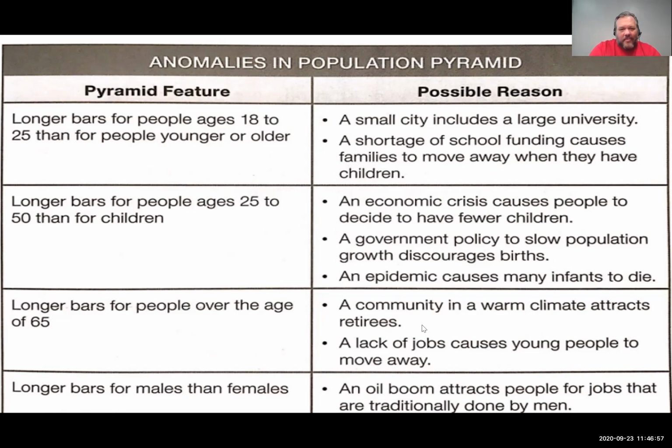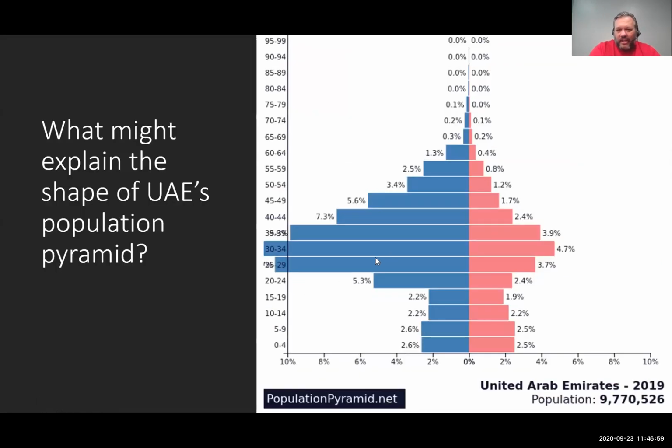All right. Let's see. This is an example of it. This is the United Arab Emirates from 2019. So last year, this is an odd looking population pyramid. What might cause something like that? We're going to look at that in class.